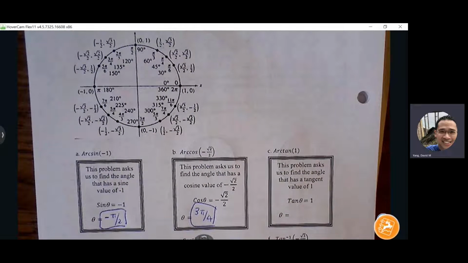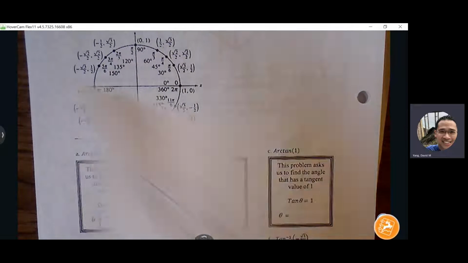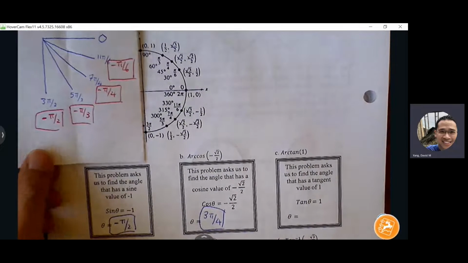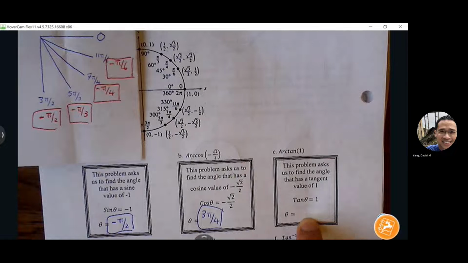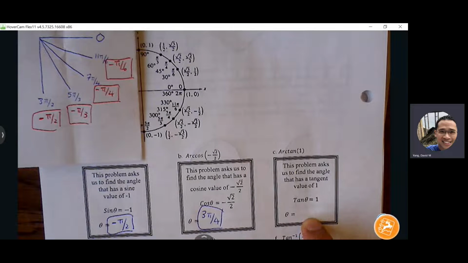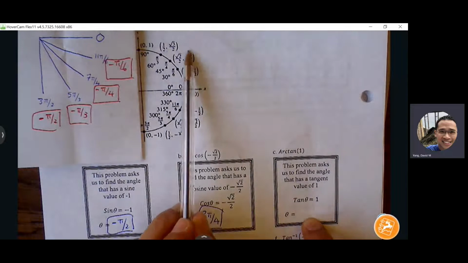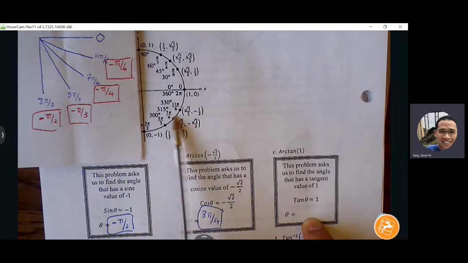Okay. Tangent. When is tangent equal to 1? First and fourth. Where do you see tangent equal to 1? Good. Right, pi over 4. Y over x, we know it can't be here. This is negative.